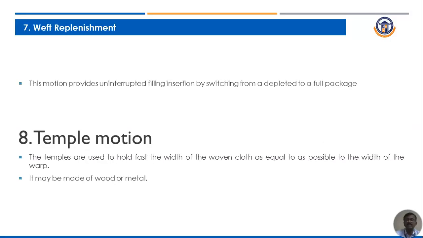Next is weft replacement mechanism. This is a mechanism in which we replace the weft without stopping the loom. This is to maintain the width of the fabric.